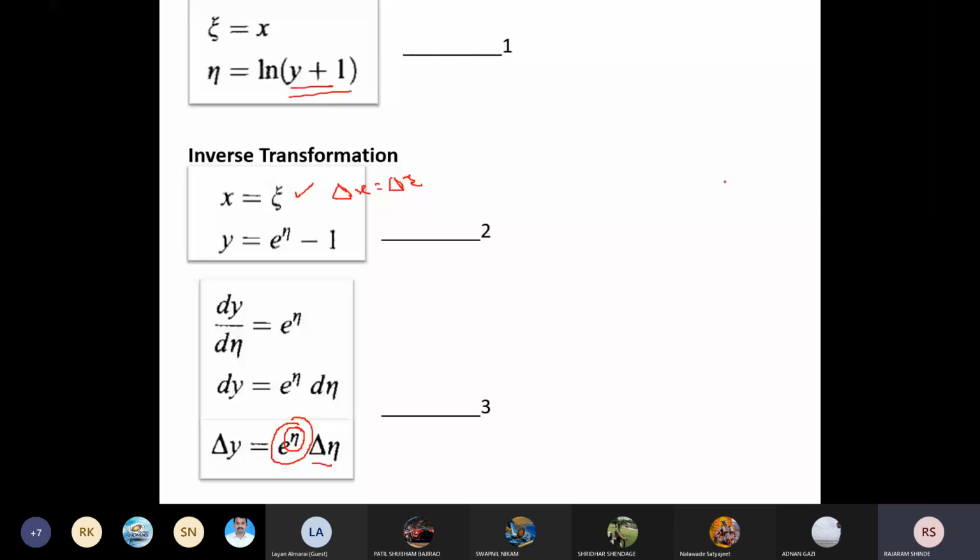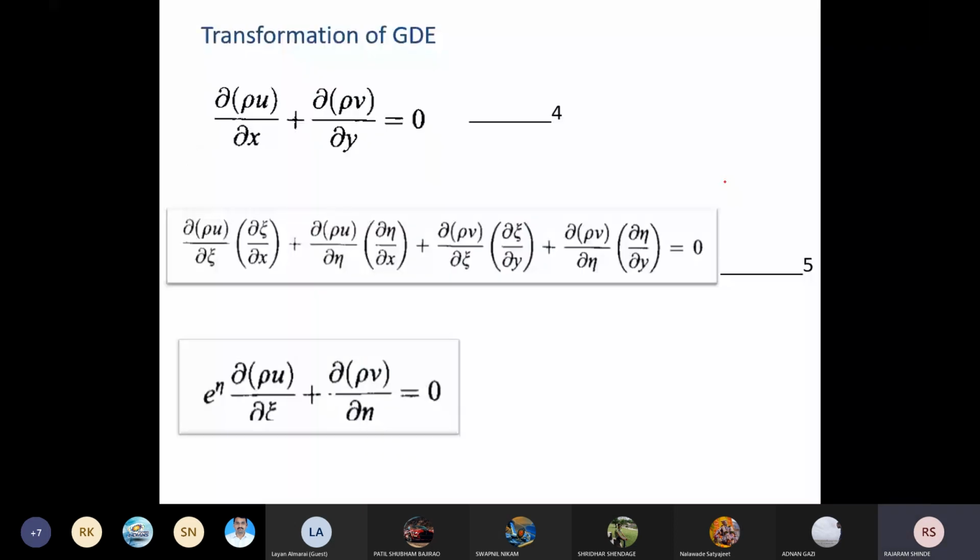Now we have to consider the effect of this grid transformation on the continuity equation. Here I have taken a specific equation, the continuity equation, for understanding the idea of this grid transformation. Now, this is your continuity equation. How we can transform the governing differential equations from the physical plane to the computational plane, that I will show you.